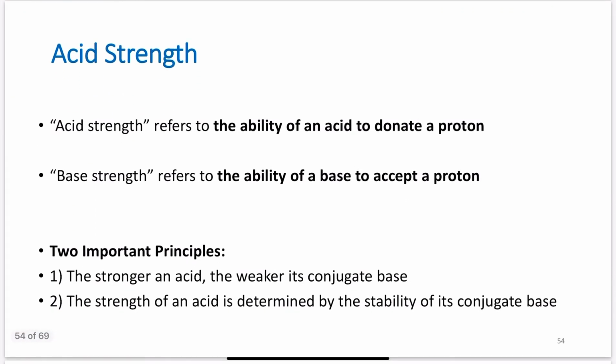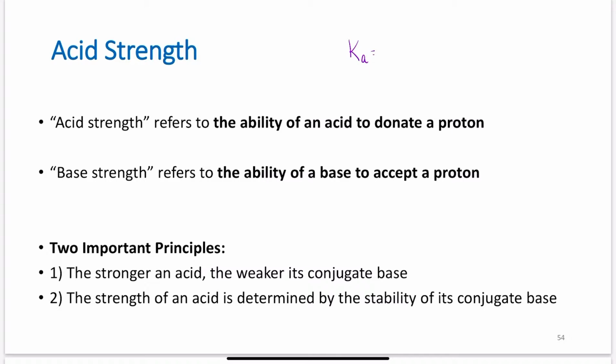Acid strength refers to the ability of an acid to donate a proton. How likely is it to donate that proton? So again, this goes back to Ka. Remember, Ka is going to be the concentration of your conjugate base times H3O plus divided by the concentration of your weak acid. Or if you have a strong acid, there is no Ka, it just dissociates 100%. But how likely is it for that acid to donate that proton?